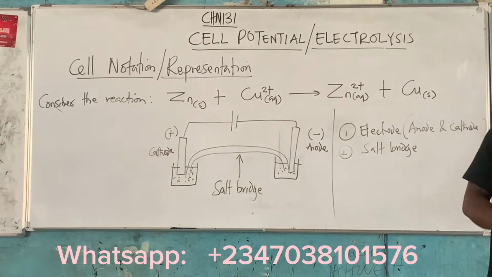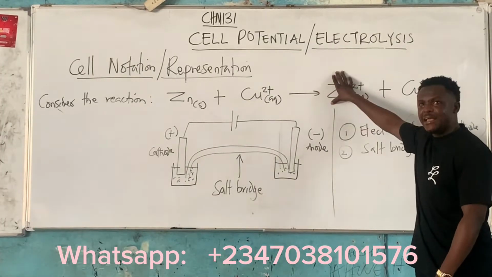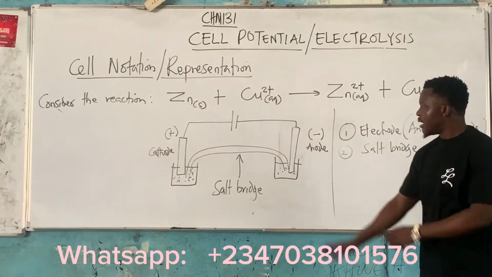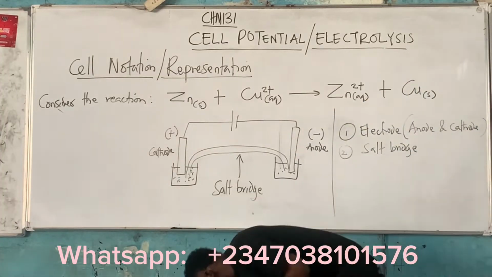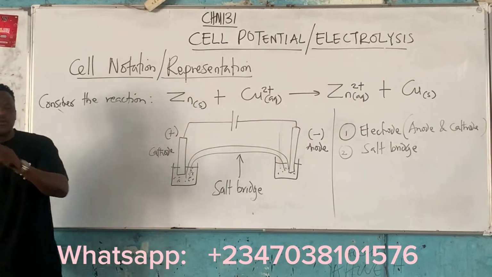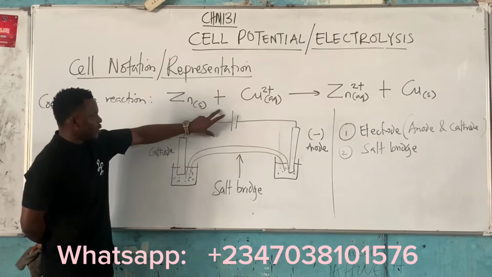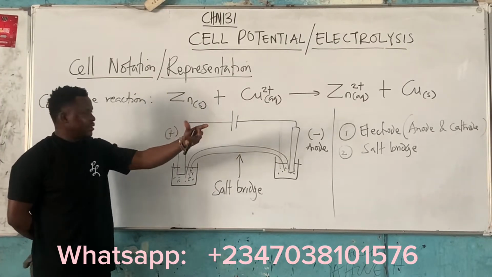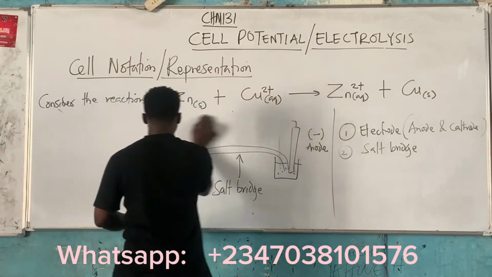Now these two things must be present for any cell to act as a galvanic cell. But most of the time, they will not give you this structure. So how are we going to put it in a shorthand form? I need to clean this so that we can write it effectively. Remember, cell notation is a shorthand form of writing this whole structure. So instead of writing this big structure in a question paper, they'll just use a cell notation pattern. So how does it look?